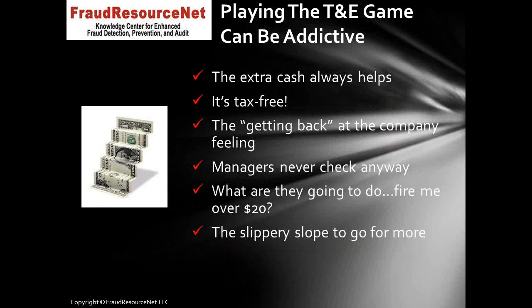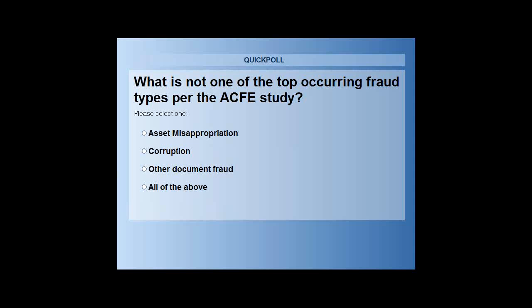Okay, so at this point, we want to do the first polling question, so let me get that up there. From the list that we were talking about, what is not one of the top occurring types of fraud per the ACFE study? Asset misappropriation, corruption, other document fraud, or all of the above?